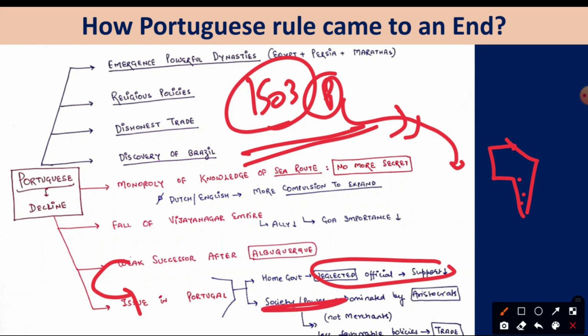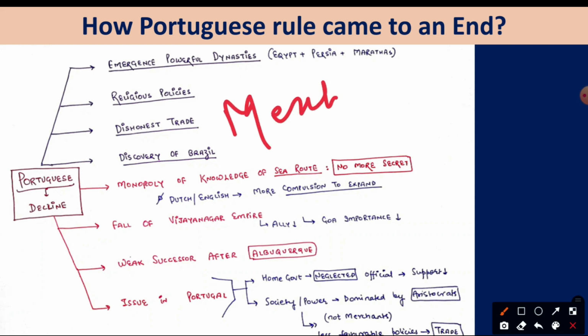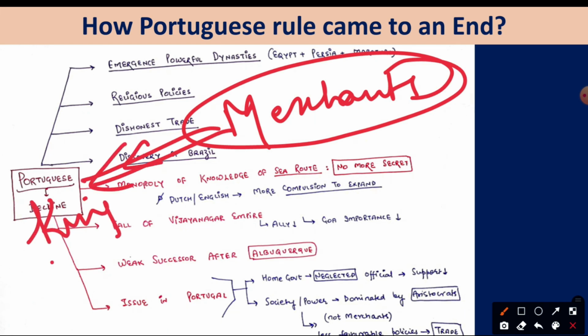In the society, the power was also dominated by the aristocrats, not merchants. When society and power started to be dominated by the aristocrats, it became a challenge. Because when the merchants are in power, meaning when they directly influence the king and the decision makers, then the policies will be for ease of doing business.